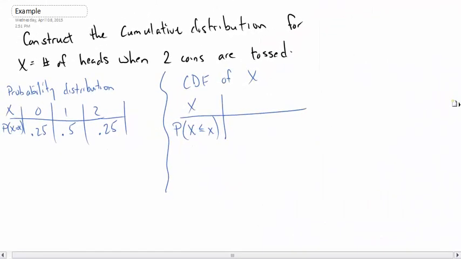So we're going to construct a cumulative distribution for the random variable x, where x is the number of heads when 2 coins are tossed. And we have a probability distribution right here. This is a very simplistic one. There's only 3 outcomes. We can either have 0 heads, 1 head, or 2 heads, and the probability of each is 0.25, 0.5, and 0.25. The cumulative density function of x, the first value would be 0. That means what's the probability that x is less than or equal to 0? Well, that is 0.25.